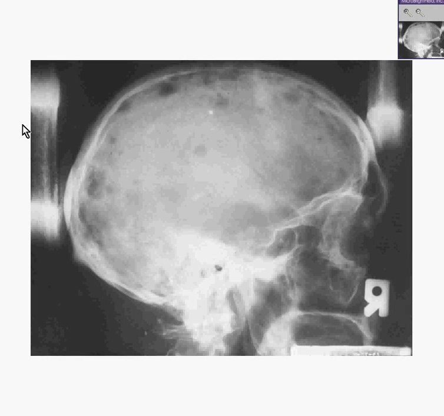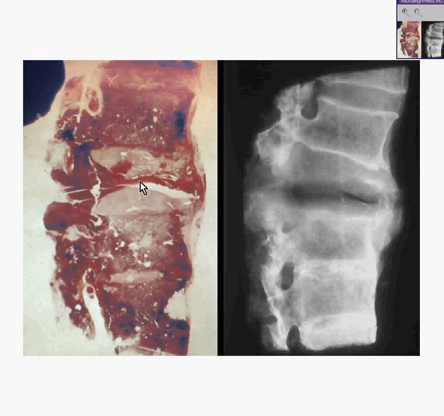If you were to see a skull x-ray like this in which there were multiple punched out lytic lesions in an elderly person, perhaps with no known primary carcinoma, almost any radiologist would tell you instantly this is multiple myeloma. Technically, myeloma means a tumor of a bone marrow, and that's exactly what it is.